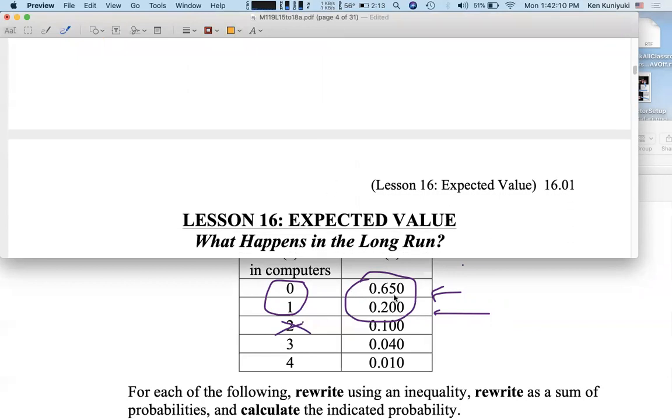Okay, next we're going to use these kinds of tables to talk about things like long-run averages and expected values.